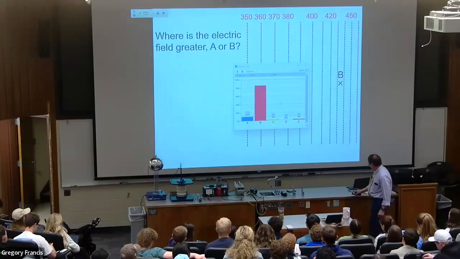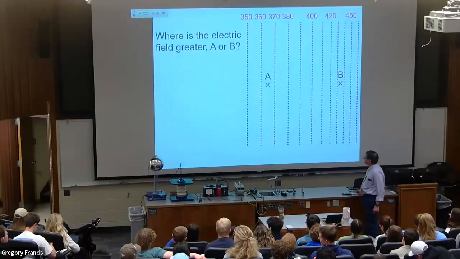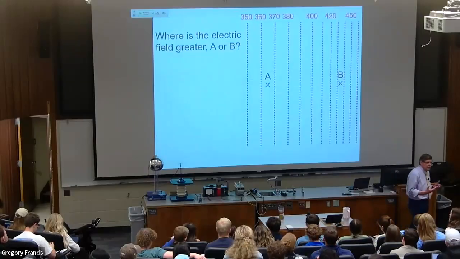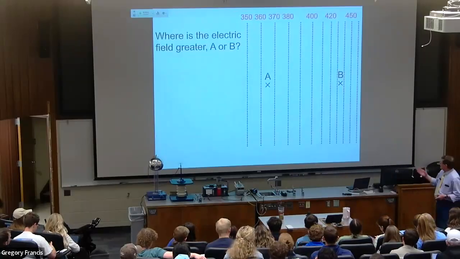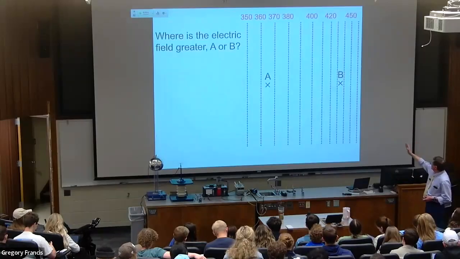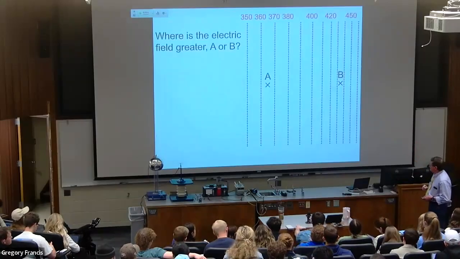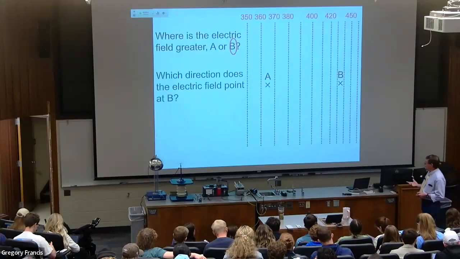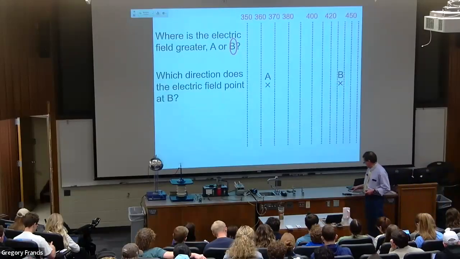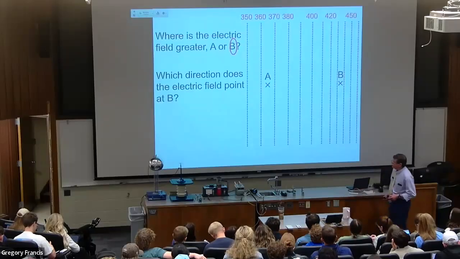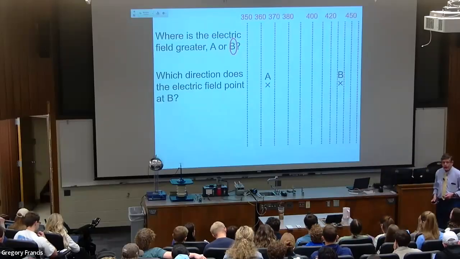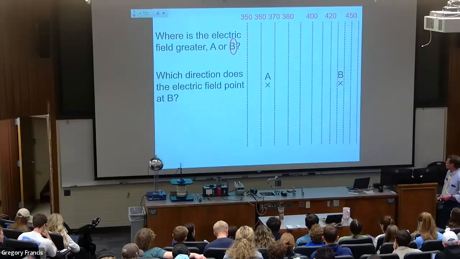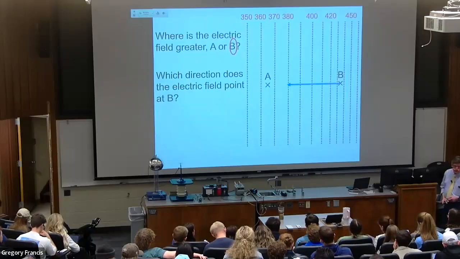The answer is B. Well done. If I think of this as volts per meter, I'm changing my voltage more drastically in 1 meter around point B than I am around point A. And so it's going to be greater at B. And if I were to ask you what direction the electric field points at B, that's just going to be downhill. It's from high voltage to low voltage. So in this case, it would be that way.